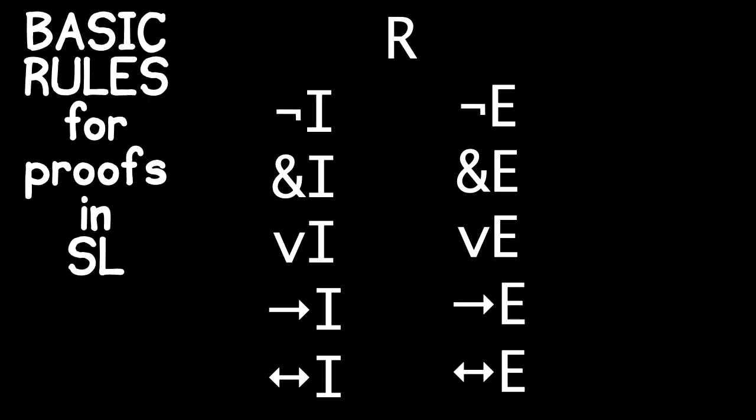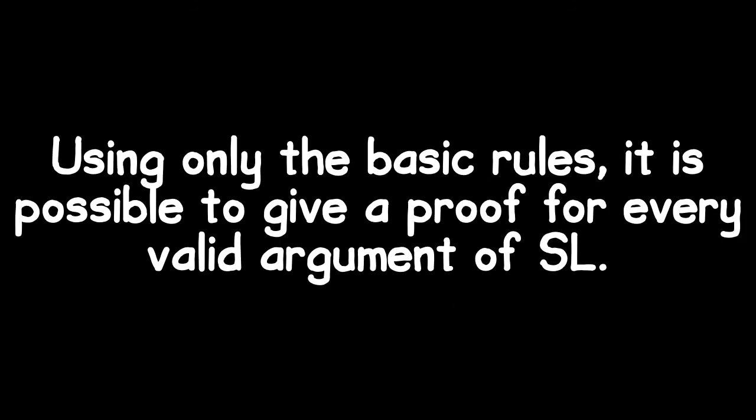We now have all of the basic rules for proofs in SL. Using only the basic rules, it's possible to give a proof for every valid argument of SL. This is perhaps surprising. Validity is a property of arguments defined in semantic terms. An argument is valid if it's impossible for the premises to be true and the conclusion false. Provability is a matter of manipulating symbols and following rules. Surprising or not, though, it means that proofs are a powerful tool for demonstrating validity.